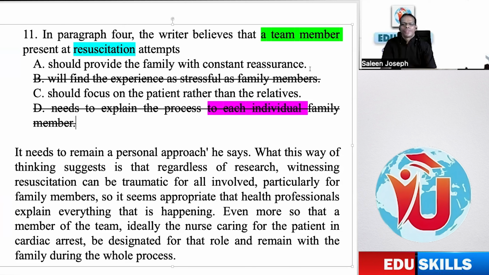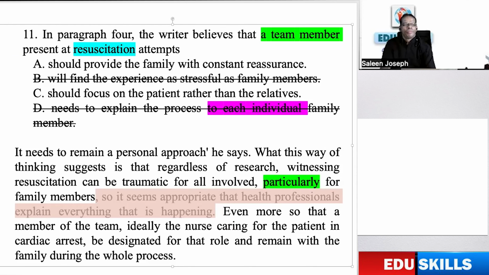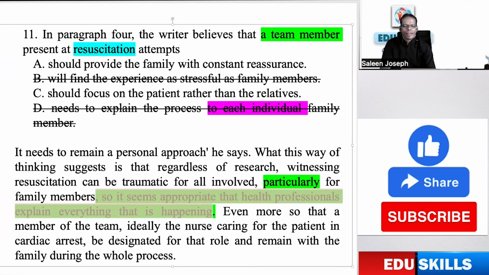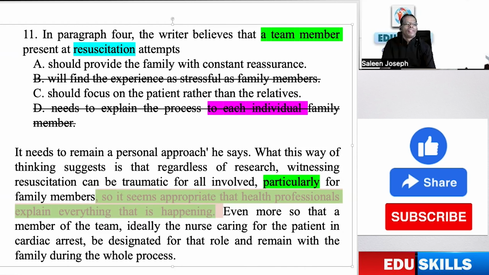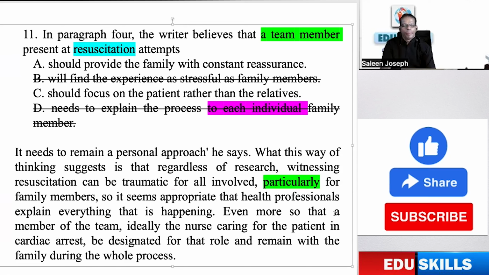Should provide the family with constant reassurance. Should focus on the patient rather than the relatives. Now, where do you find family members somewhere? See, particularly, there is a scale here. What does it say? That is important. So it seems appropriate that health professionals explain everything that is happening to the family members. Even more so that a member of the team. Even there is a comparison. What is it? Even more so, a member of the team.